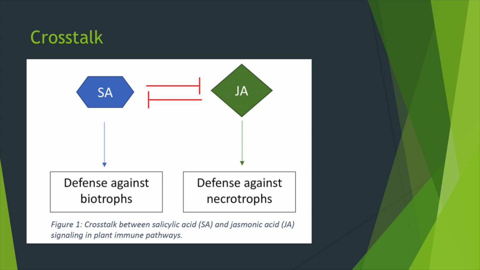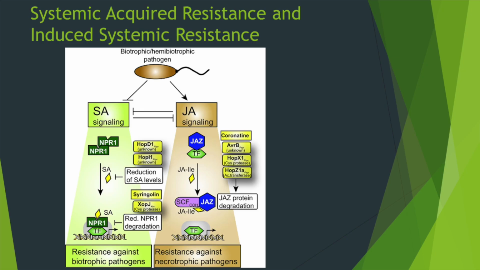So, the salicylic acid pathway as well as the jasmonic acid pathway communicate with each other and result in a defense response in a plant. This is systemic acquired resistance and induced systemic resistance in a gist. This results in resistance against biotrophic pathogens as well as necrotrophic pathogens by the interplay between the salicylic acid pathway and the jasmonic acid pathway.